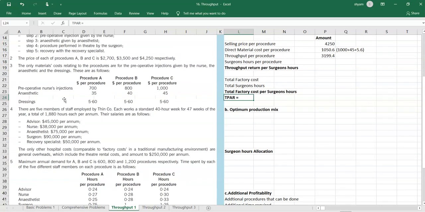So there are 5 different types of employees here. He says the advisor, nurse, anesthetist, surgeon, and recovery specialist. All these are labor cost. The only other hospital cost comparable to a factory cost in a traditional manufacturing environment are general overheads, which include the theater rental cost and amount to 2,50,000 per annum.